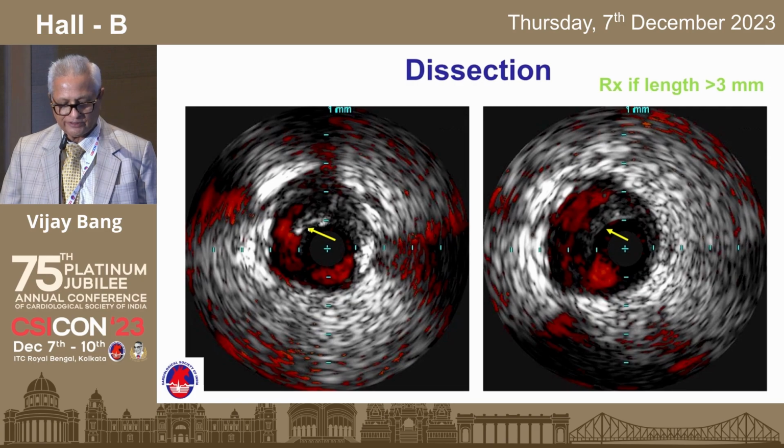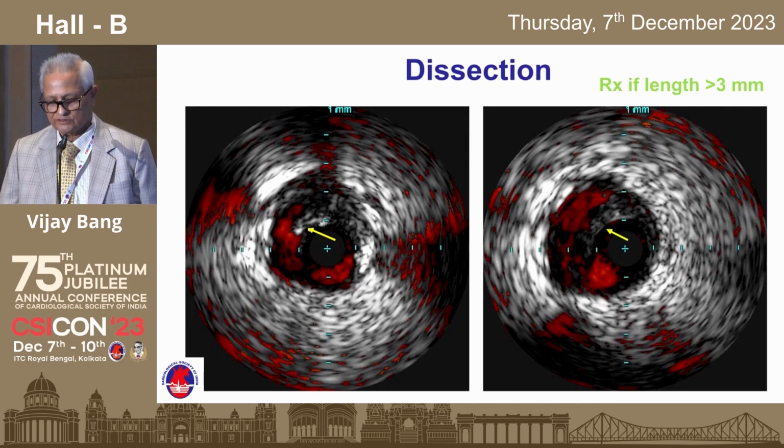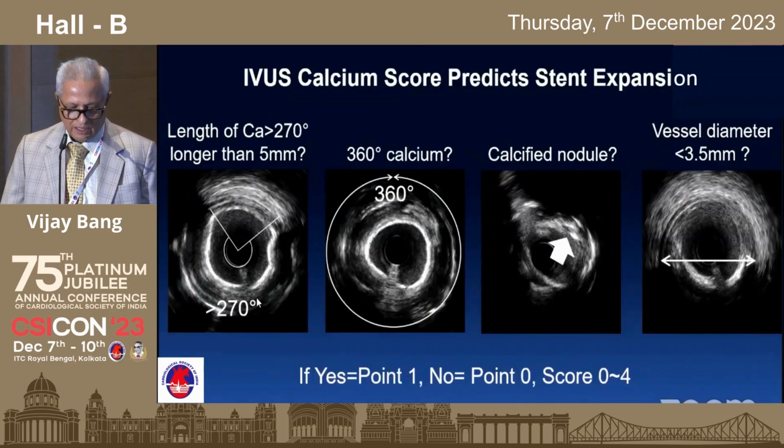Or there can be a dissection, and there is a criteria to consider whether to put a second stent or not, depending on the degree more than 60 and the length more than 3 millimeter.